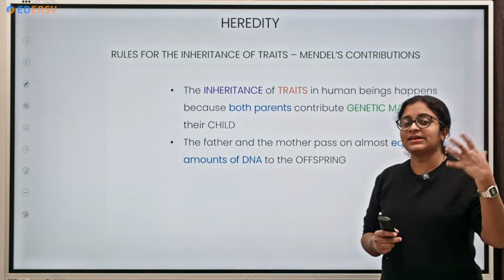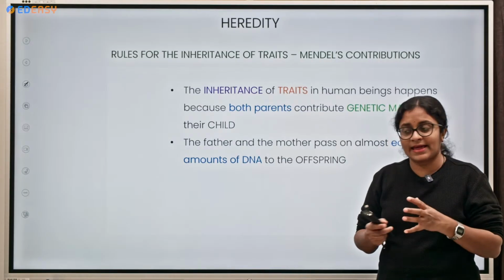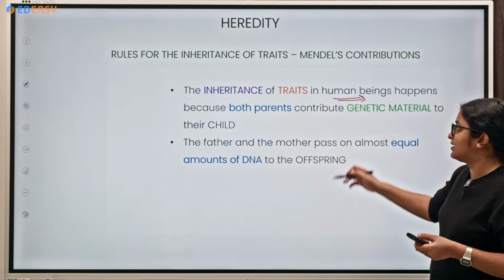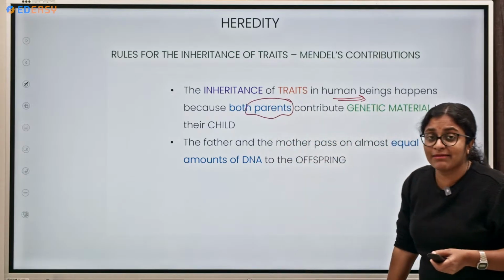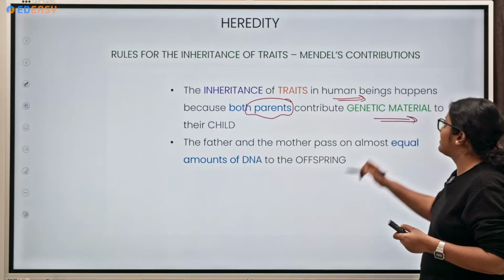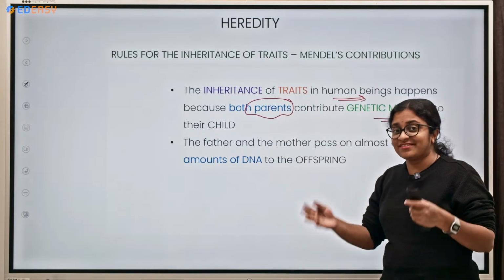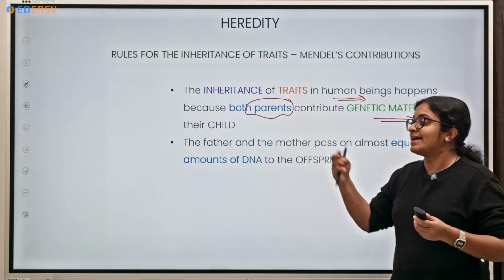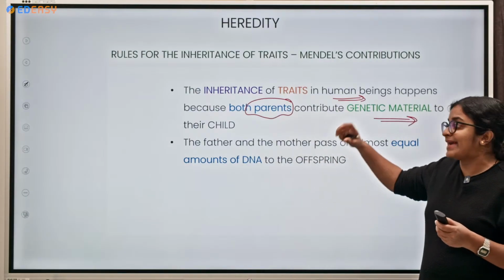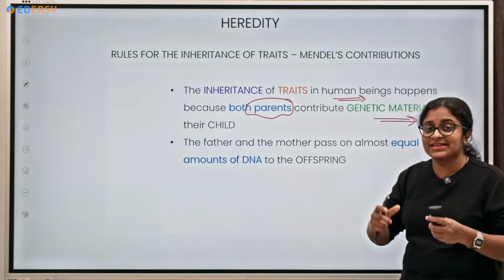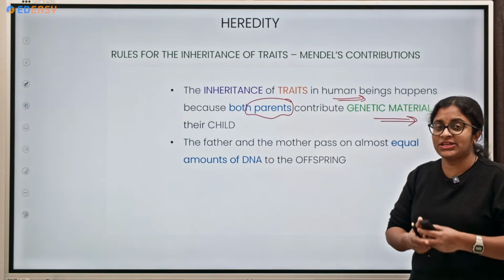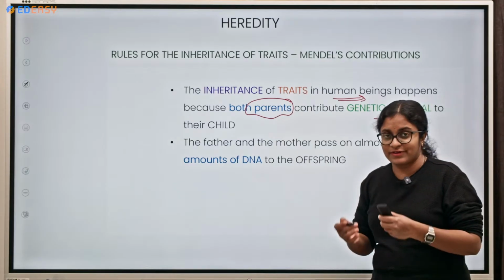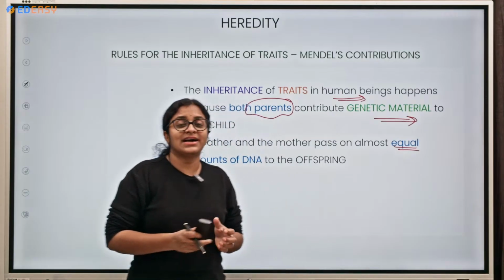So far we have been understanding the inheritance of traits and how variations appear. With respect to human beings, the inheritance of traits occurs because both parents, the male parent and the female parent, are contributors of genetic material to the child. This is related to the question that was just asked: sexual reproduction produces more variation compared with asexual reproduction. Why? Because the parents contribute genetic material and there is a combination. The male parent and the female parent both pass equal amounts of DNA to the offspring, and there are chances of more variation.